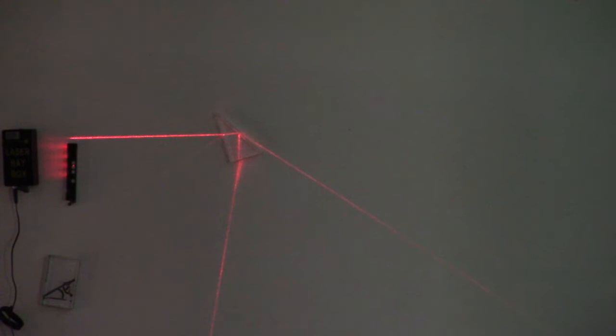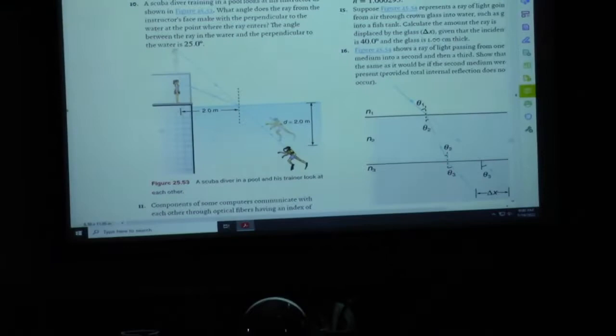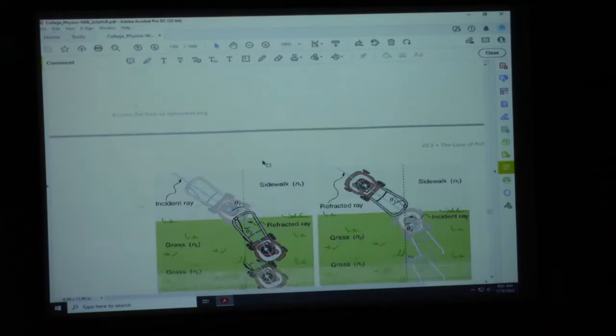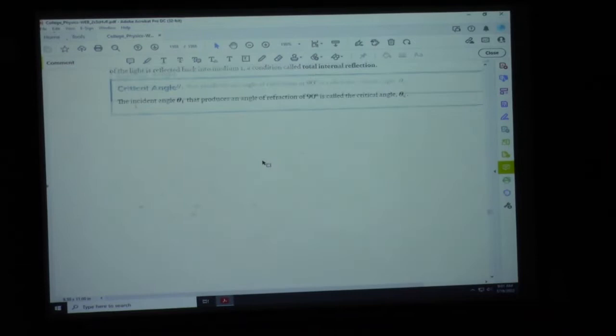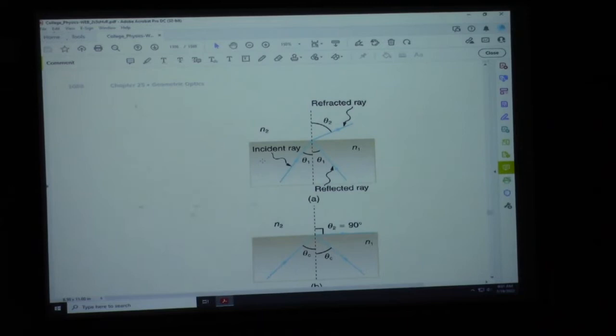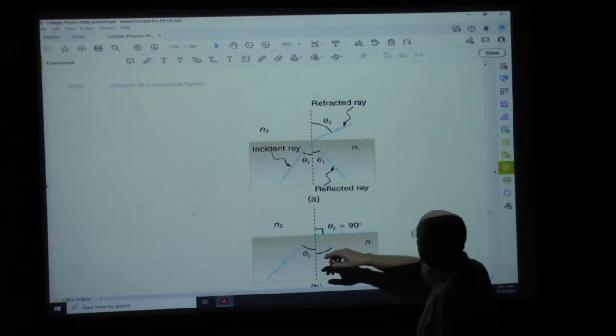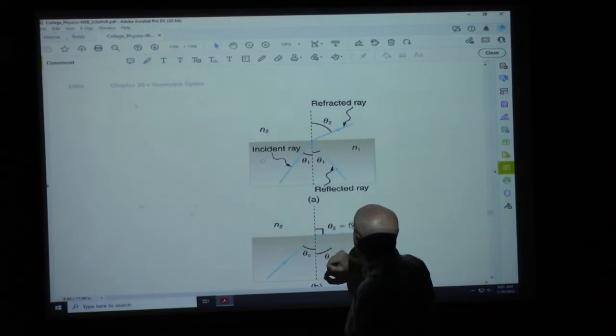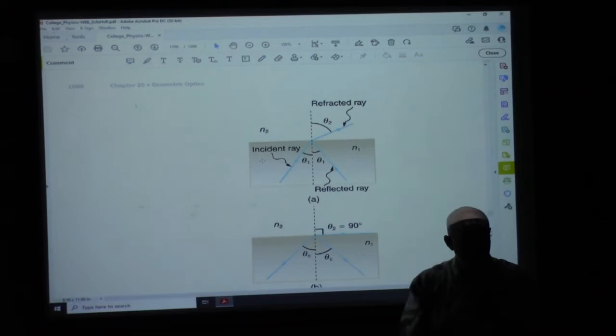Here's where your author does a good job with his pictures. We're about at page 1100. He shows it right here. And again, let me emphasize, notice he's showing the light coming out of the glass. As the light comes out, part of the energy is reflected and part of it is refracted. So there is a reflected and a refracted ray. That's what I'm trying to show you on the board here. Some of the energy is reflected, some of it is refracted.